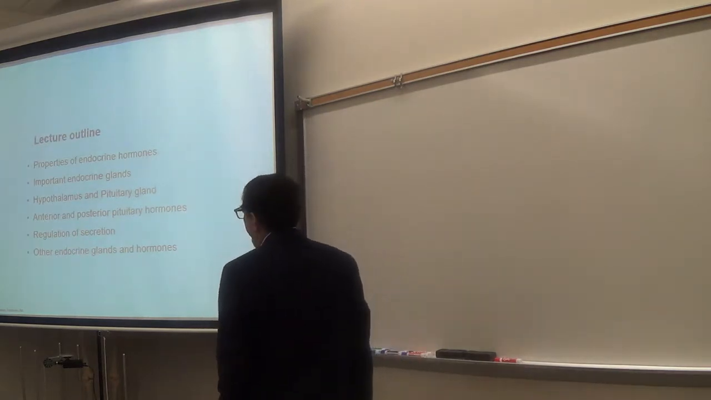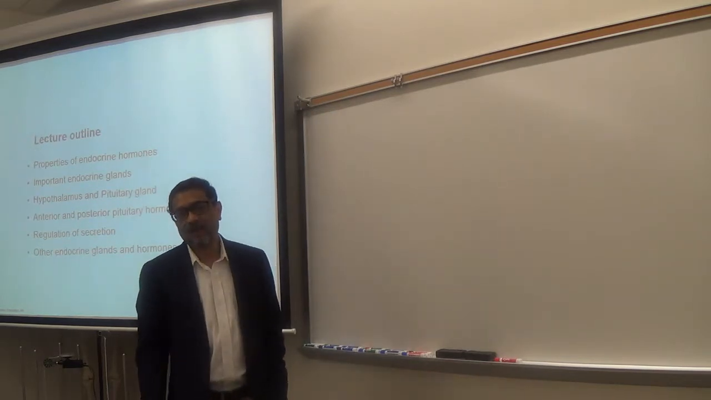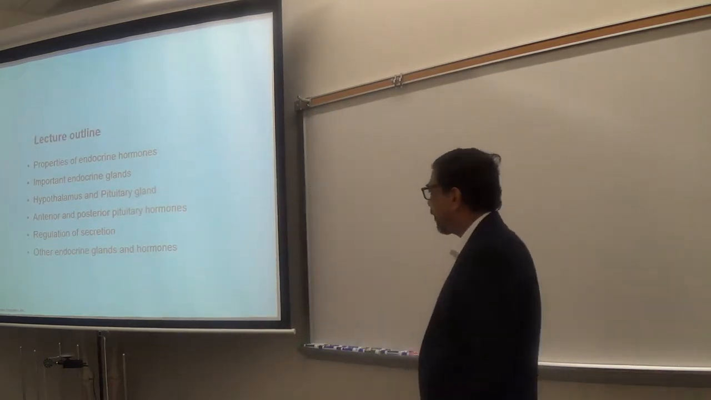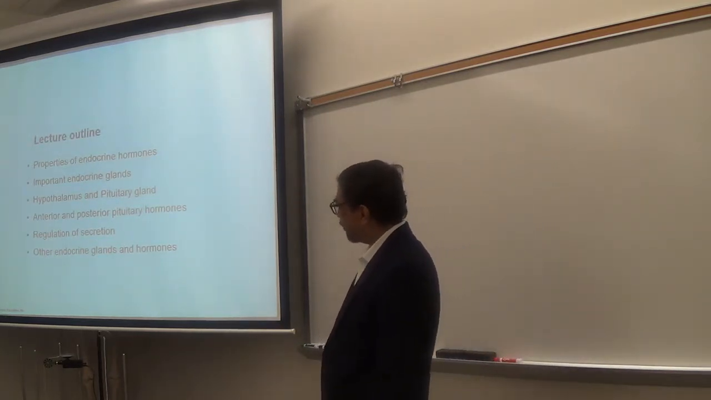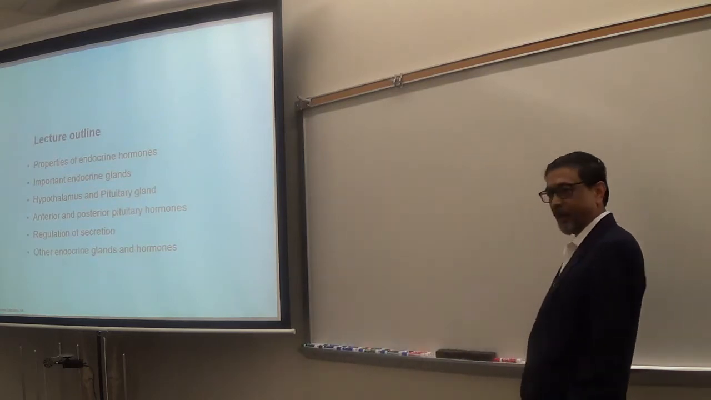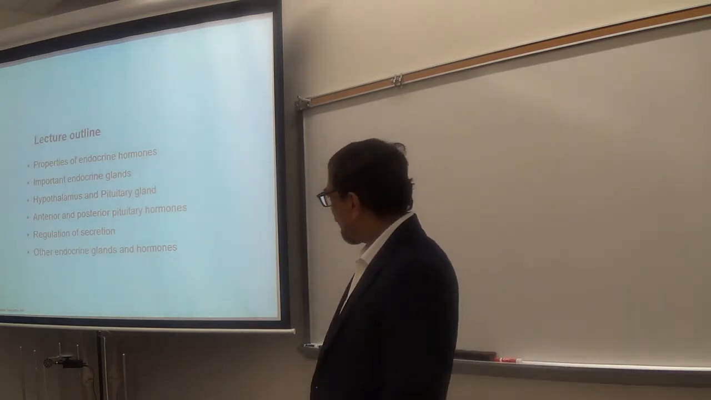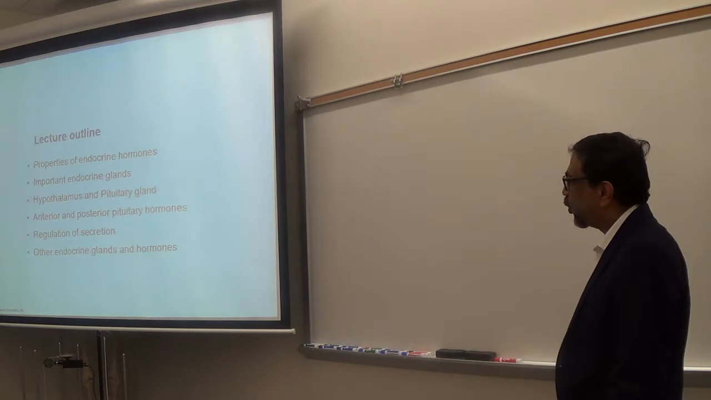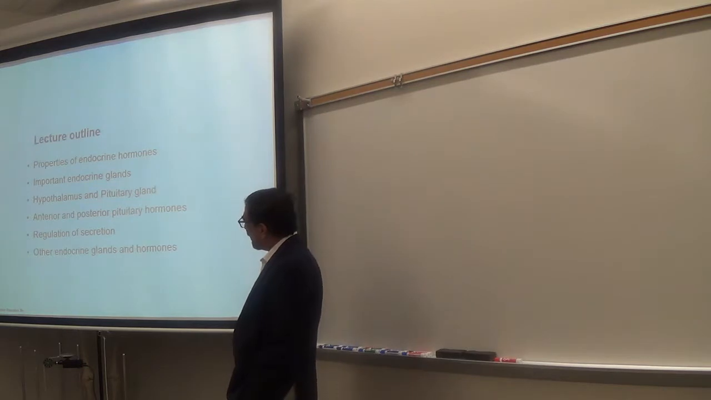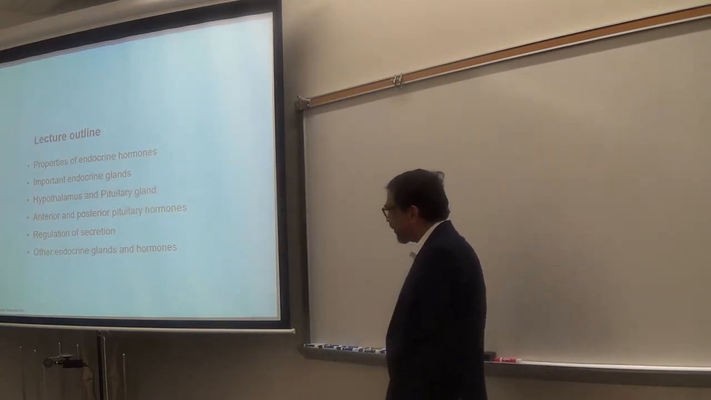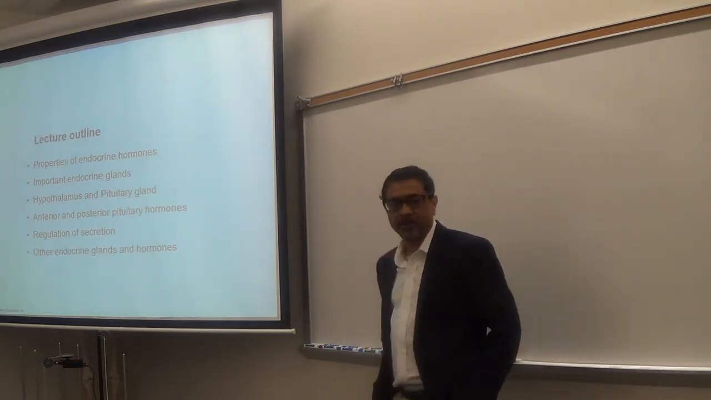So we'll see how hypothalamus regulates pituitary gland or controls the pituitary gland. Then we'll talk about pituitary hormones. Pituitary gland has two parts, anterior and posterior. Anterior pituitary produces 6 hormones and posterior pituitary secretes 2 hormones. So we'll see what are those hormones, and then we'll talk about the regulation of secretion of hormones and other endocrine glands of the body.